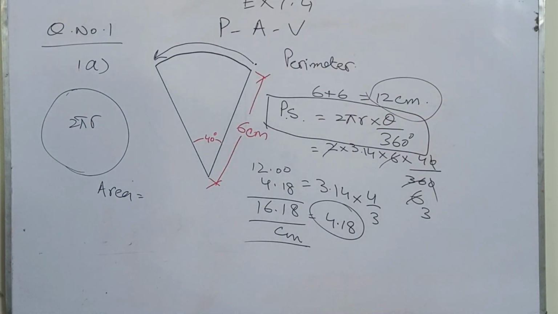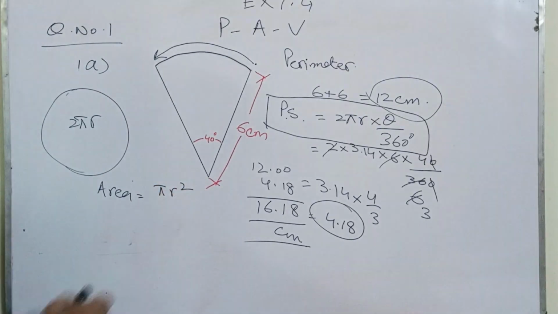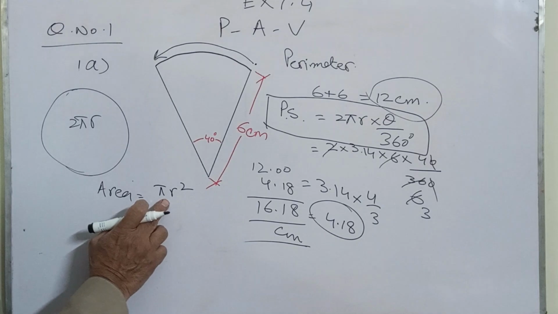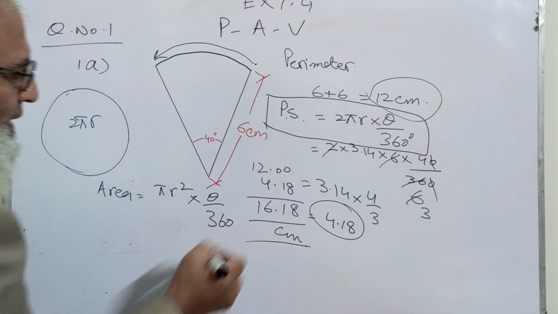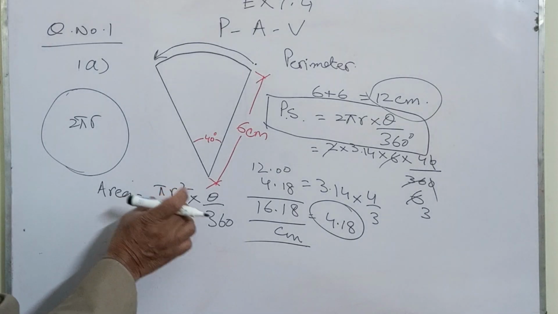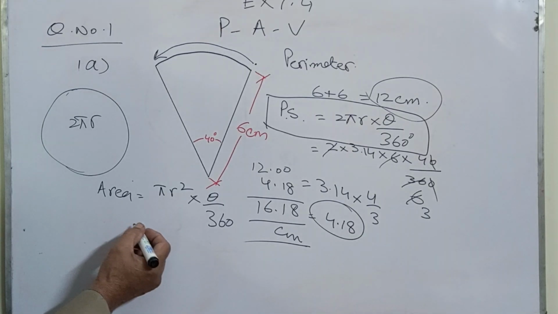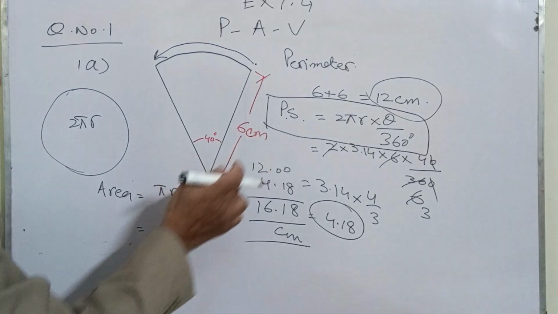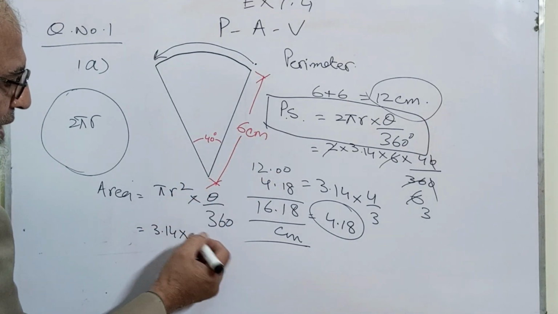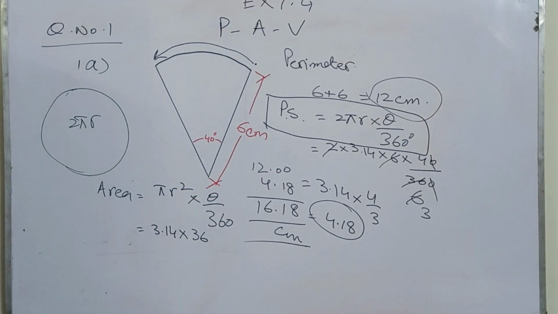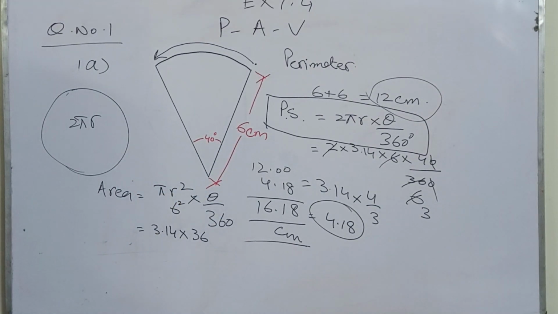Remember the formula for area? That was pi r square. And if I multiply it like this, then it will become the area of a sector. Now the area of a sector is again 3.14 multiplied by 6 square, which is 36. Now you have to do it like this.